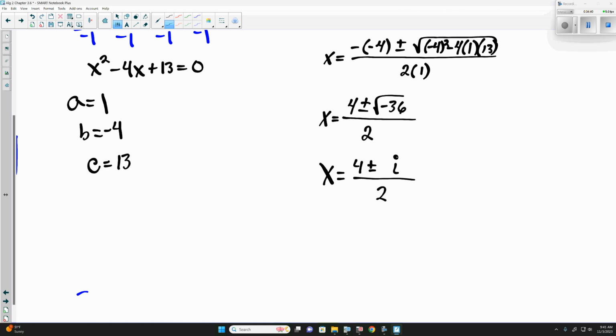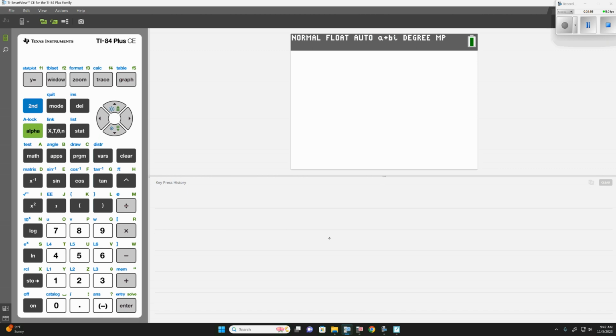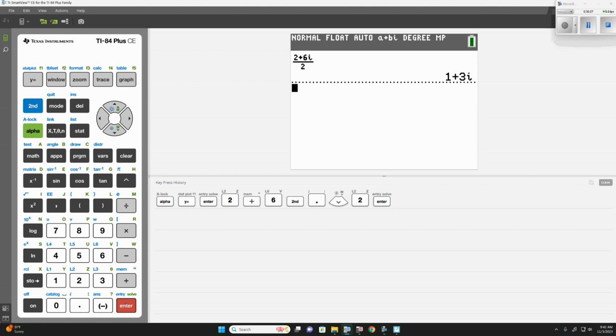And the square root of 36 would be? So we have 4 plus or minus 6i over 2. So this one here, the graphing calculator will do it a little bit better than we can. 2 plus 6i over 2. 1 plus 3i, yes? Well, the other one would be 4 and 6. Yes, thank you.